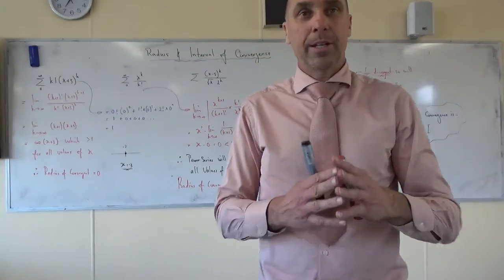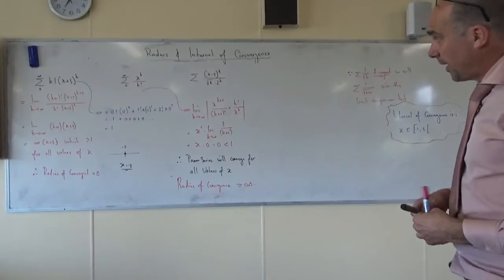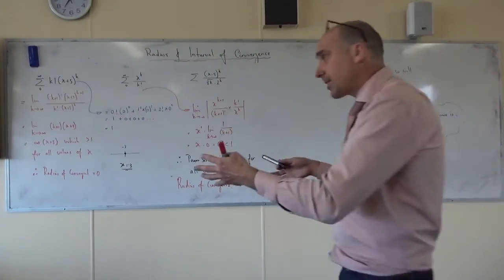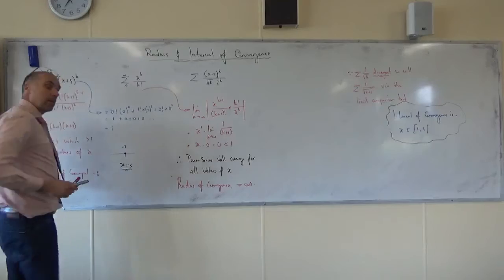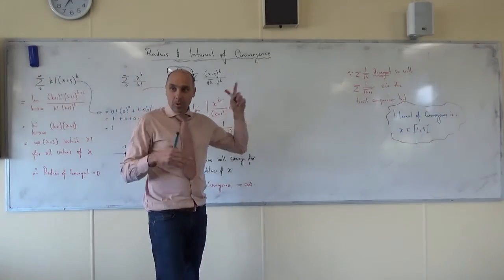So my number line just means it will converge for all values. So here's the case where it converges for one value. Here's the case where it converges for all values. And the last one is a good one for you to practice.